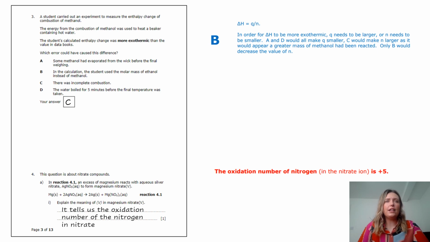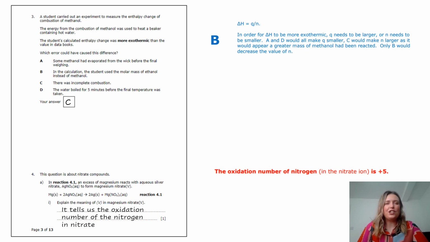It says in the calculation, the student used the molar mass of ethanol instead of methanol. If you use the molar mass of ethanol instead of methanol, it's going to make it look like fewer moles reacted because you're going to be dividing your mass that burned by a larger number. So n is going to become smaller, and so therefore delta H is going to become bigger. So the only correct answer here is B.